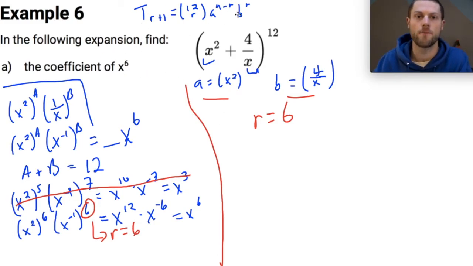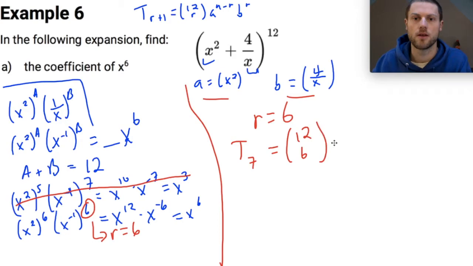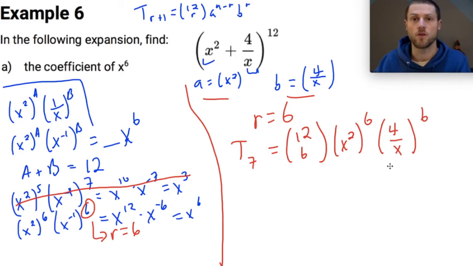So let's apply this equation. What that means is I'm actually looking at my 7th term, since this is the r plus 1th term. So that's going to equal whatever 12 choose 6 is, times my a, which is x squared, to the n minus r, so that's the 6th power, and that's the same thing we found over here, times 4 over x to the 6th power. This will have a coefficient of x to the 6th.